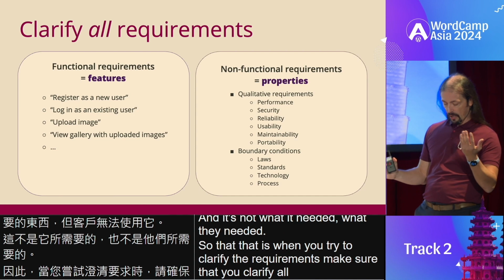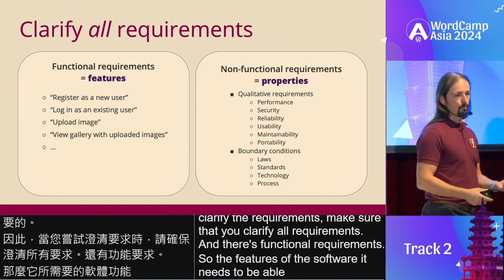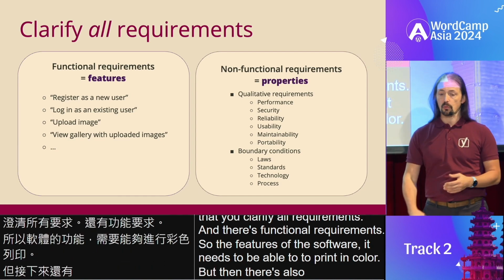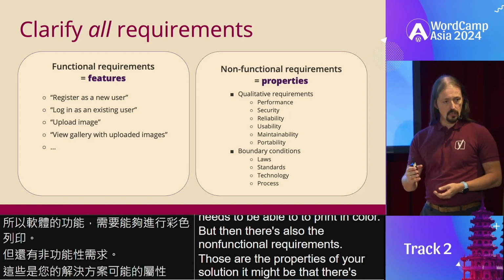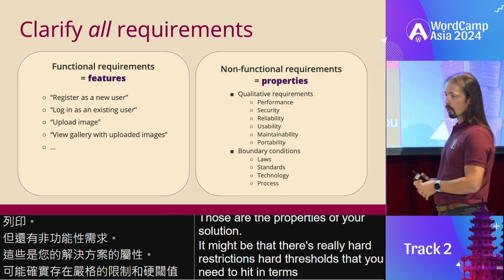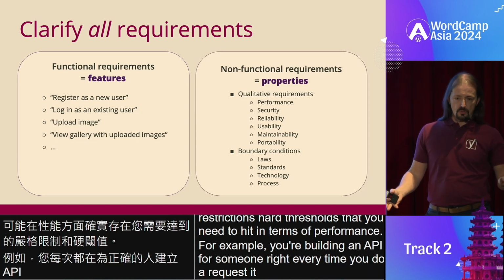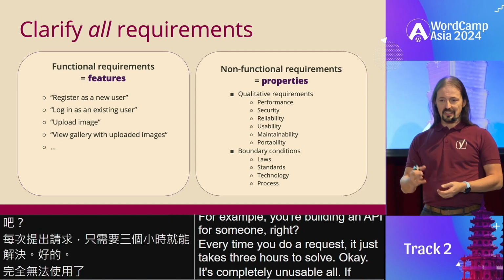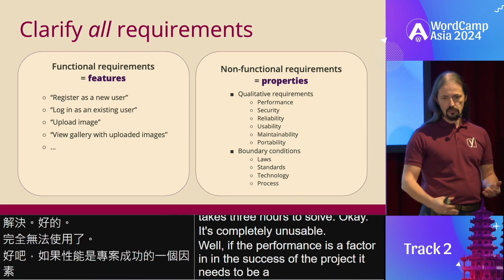And there's functional requirements, so the features of the software. It needs to be able to print in color. But then there's also the non-functional requirements. Those are the properties of your solution. It might be that there's really hard restrictions, hard thresholds that you need to hit in terms of performance, for example. You're building an API for someone, right? Every time you do a request, it just takes 3 hours to solve. Okay, it's completely unusable. If the performance is a factor in the success of the project, it needs to be a part of the requirements, and you need to solve for it.